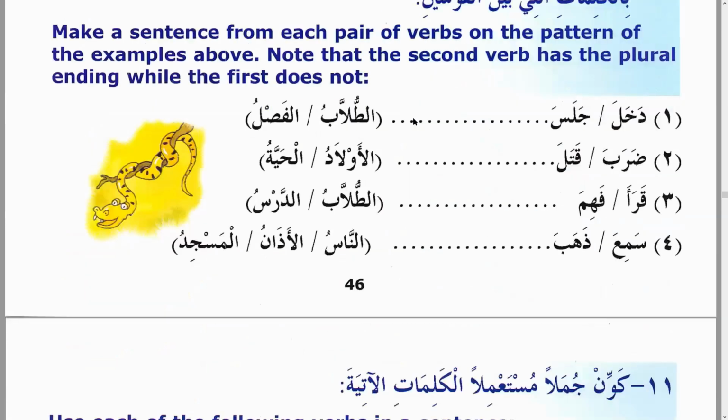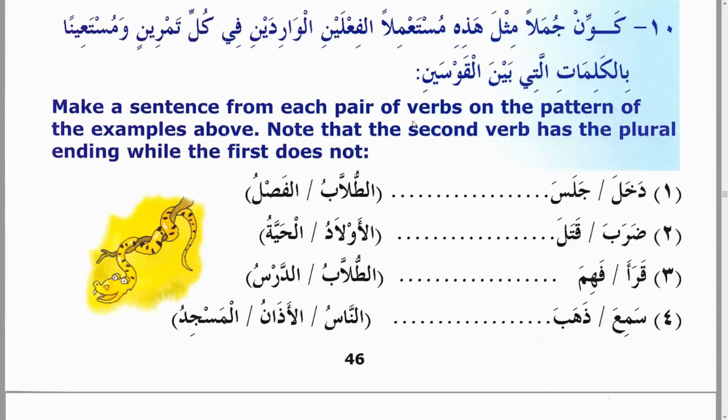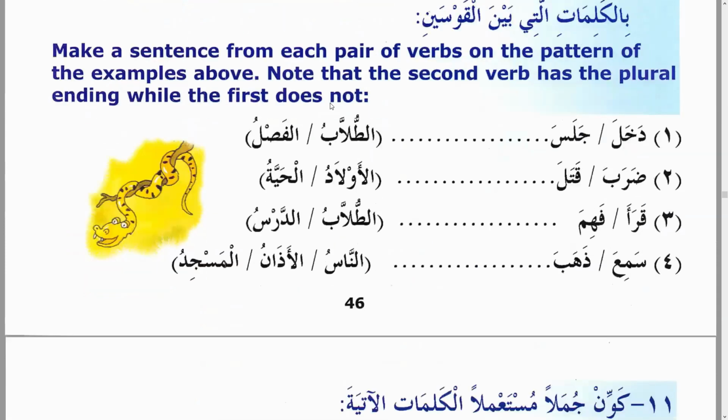So in the same way, we have to make the sentence here. See, we have dakhala jalasa. So we have tullab and fasl. We have to make it like the examples before. So dakhalat tullabu, singular. Dakhalat. Tullabu wa jalasu, we are using a plural now. Wa jalasu fil fasli, just to make a scene.